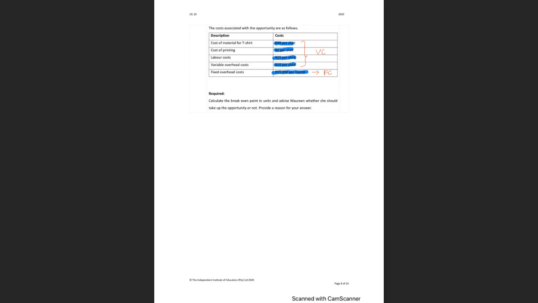So they said to you, calculate the break-even point in units and advise Maureen whether she should take up the opportunity. Provide a reason for your answer. So the break-even point is calculated, remember, by taking your total fixed cost and dividing it by your selling price per unit minus your variable cost per unit.